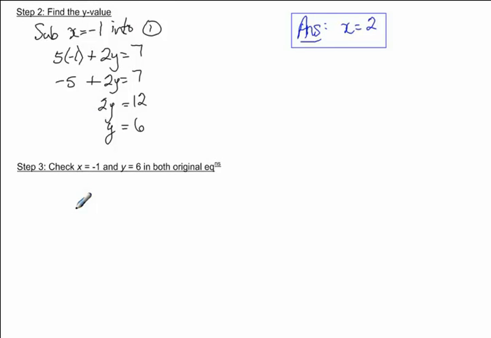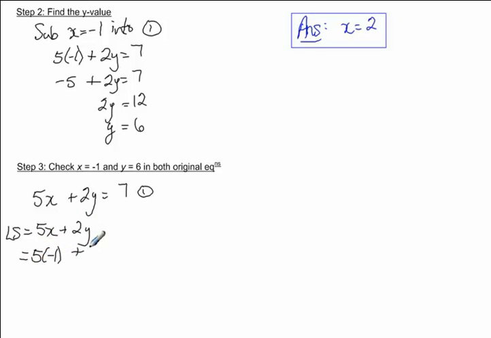I'm now going to move on to the final step, step 3, and we're going to check x = -1 and y = 6 in both of the original equations. My first equation is 5x + 2y = 7, so I need to do the left side, right side check. The left side is equal to 5x + 2y. I sub in my x and y values and I get 5 times negative 1 plus 2 times 6, which is negative 5 plus 12, equal to 7. My right side is equal to 7. Therefore, the left side is equal to right side, and this means that the point (-1, 6) lies on this line.